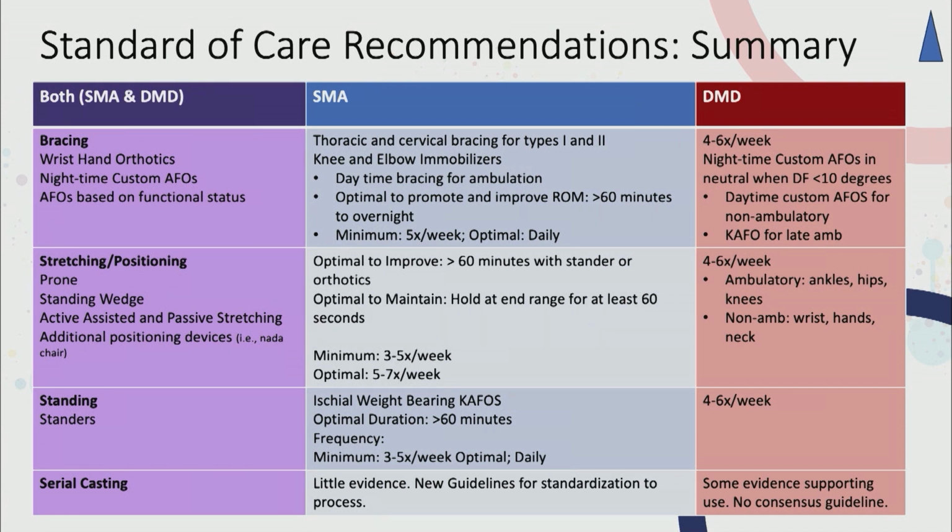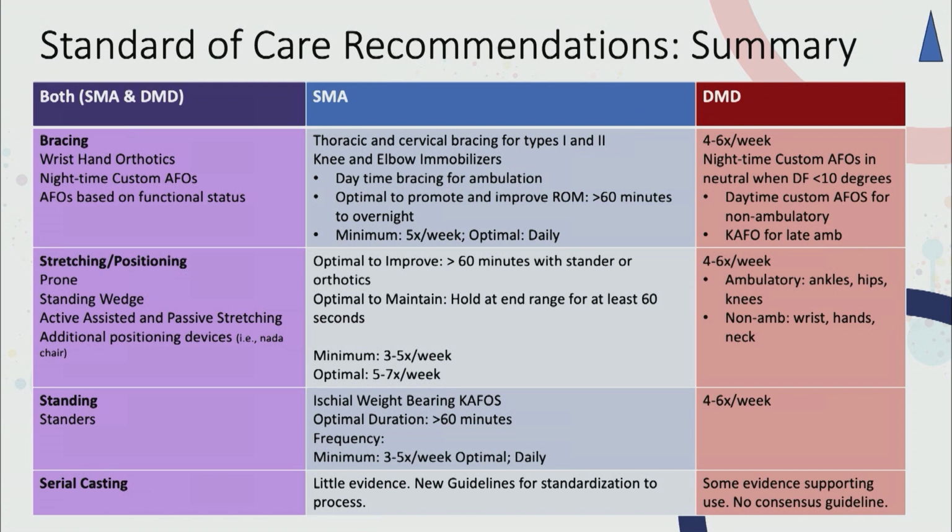And then there's a few nuances based off of each diagnosis. For example, for SMA, there's a recommendation for thoracic and cervical bracing for lower functional levels. And then the recommendation most of us are familiar with, the not recommendation for day AFOs for ambulatory individuals with DMD. The SMA standard of care is a little more specific for frequency and duration and highlights this minimal versus optimal level.